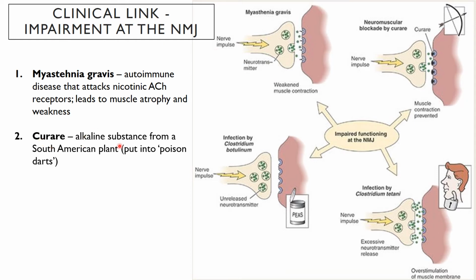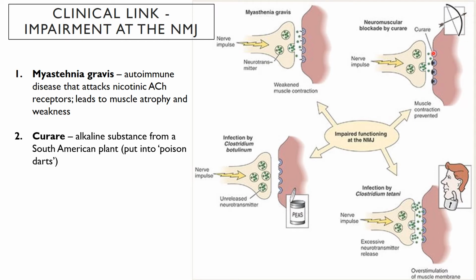Curare is an alkaline substance that's taken from plants in South America. There are tribes that have lived in South America for thousands of years. They have used curare as a way of hunting. So they will take it from this plant and put it into poison darts. So this is what poison darts are made of. They'll take some of the poison, put it into the tip of an arrow, shoot it at an animal. The curare will circulate around the animal's body.